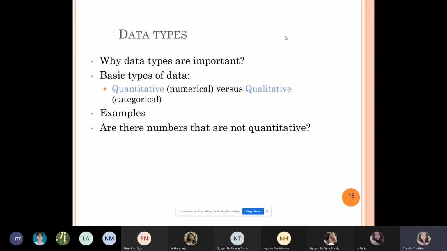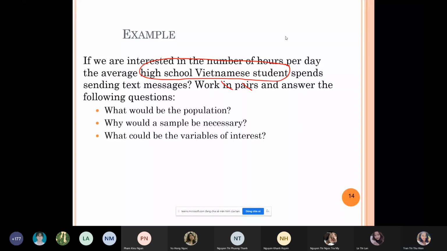So we have a question. We have the example first. Look back to the example here. So what kind of data is in this example? Quantitative or qualitative? Quantitative. Or is this a number? Right, because we focus on the number of hours per day.